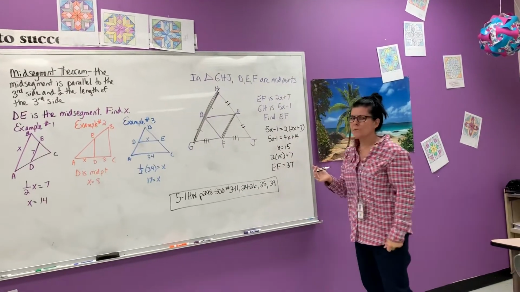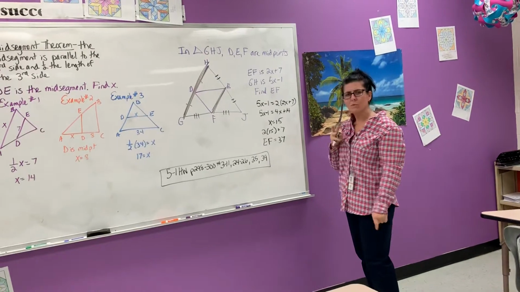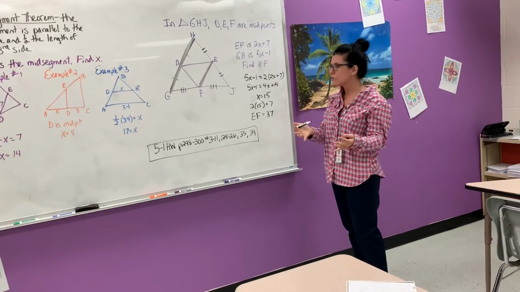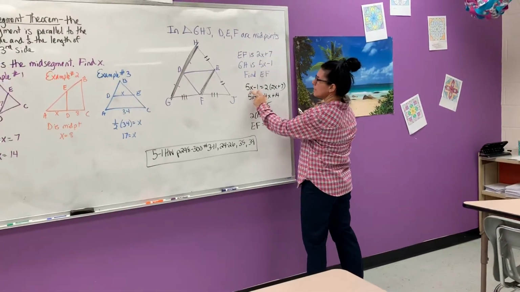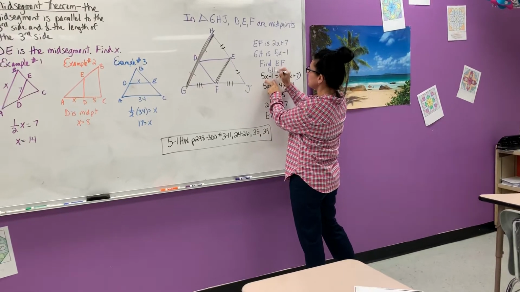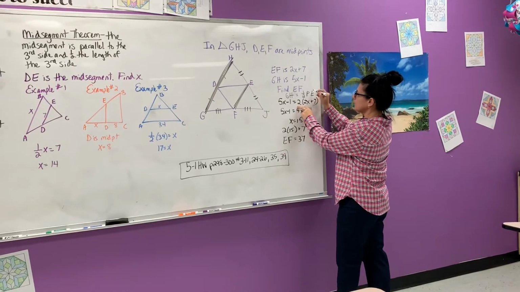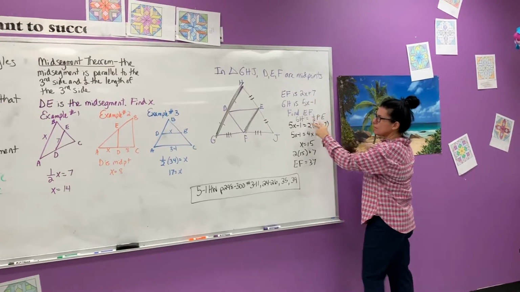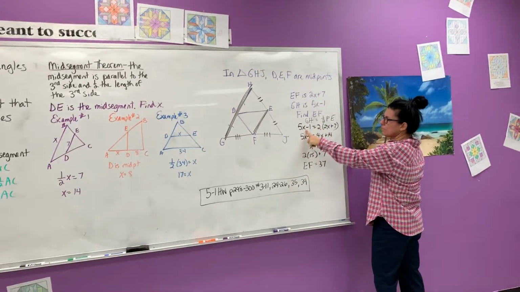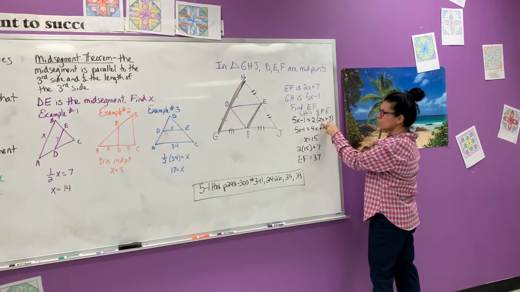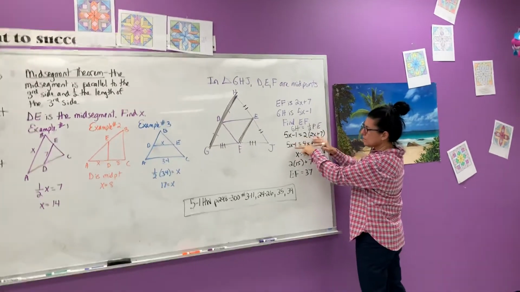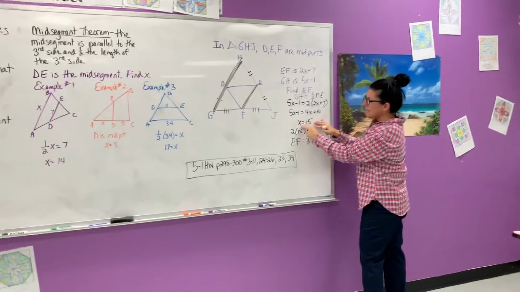So you can set it up either way. I like to use the whole number when possible because we know we don't like to use fractions. So what I did was I said GH equals 2 times FE. And all I did was plug those in. So GH is 5x minus 1, FE is 2x plus 7. And then of course, simple equation solving, I get x is 15.